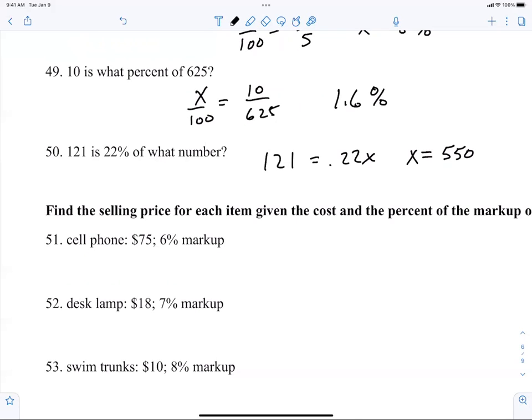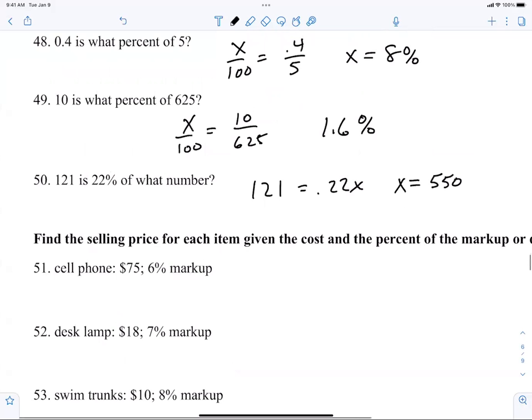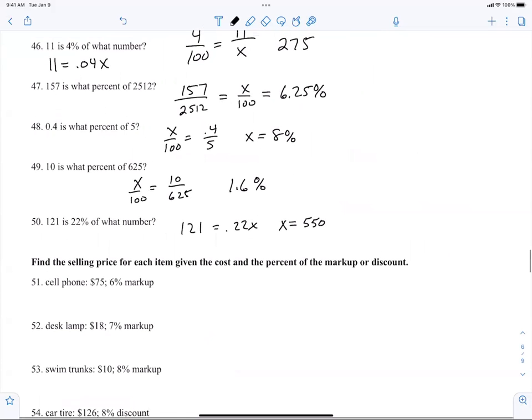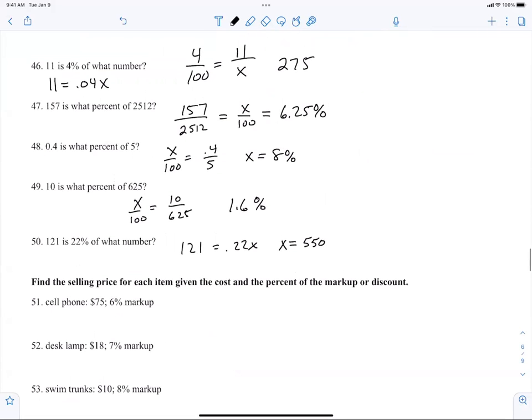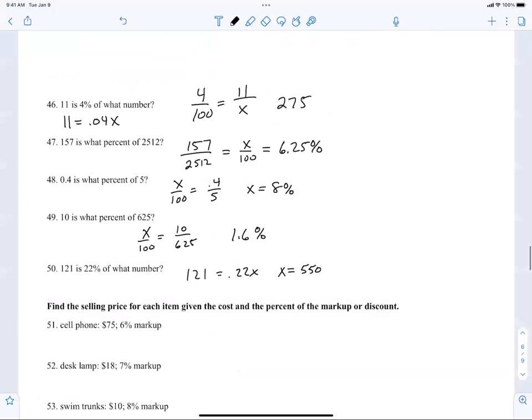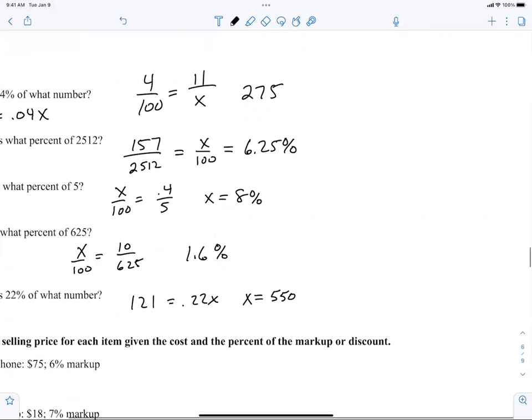Max, thank you, buddy. I don't really understand how to use it. Which one? These in general? Yeah. All right, setting up a proportion or setting up an equation. That's what you have to do, Max. So remember, here's the best thing for you: is over of equals percent over 100. That's how I think you should do it.